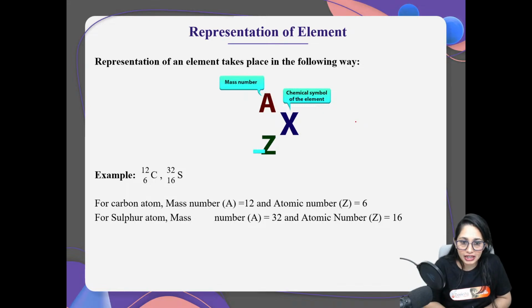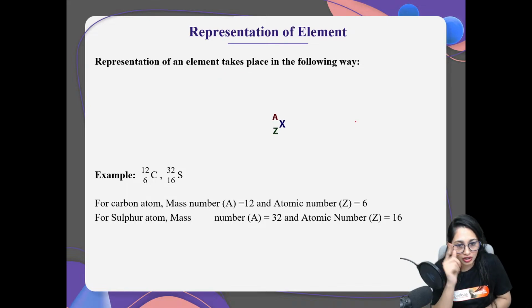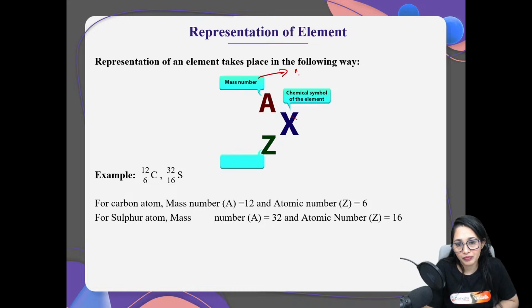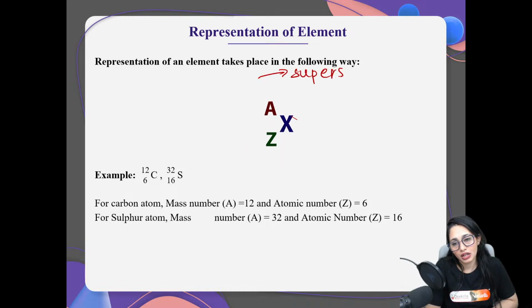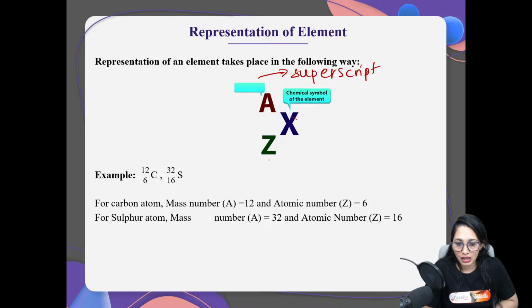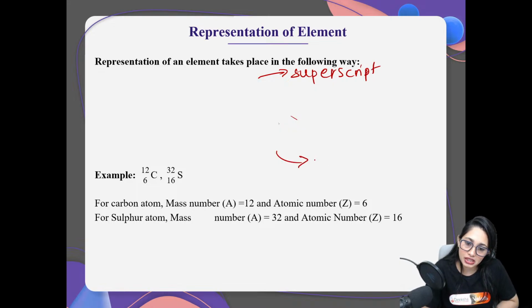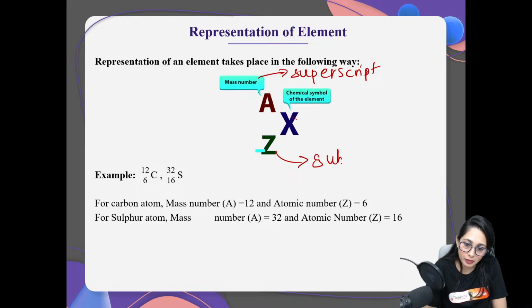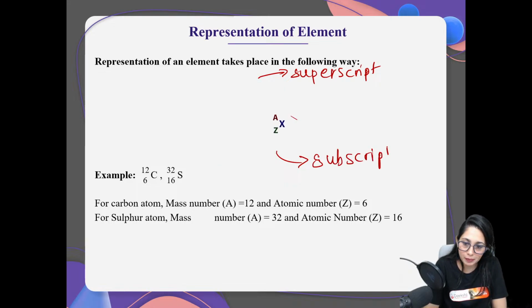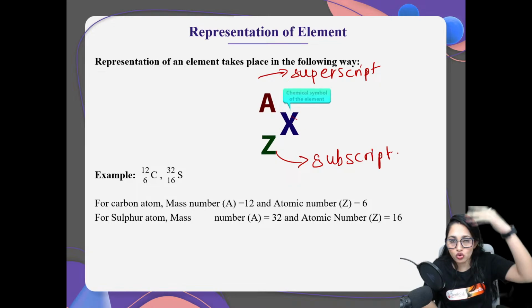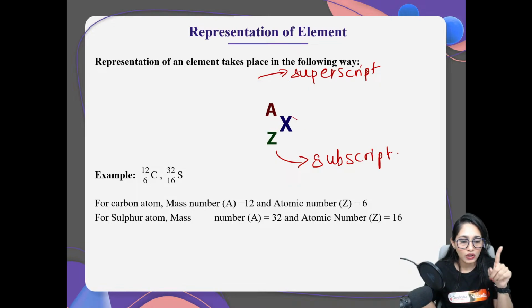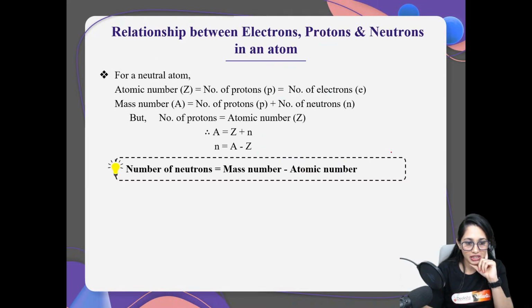This is how we represent an element. On top, as a superscript, we represent the mass number. And at the bottom, at the foot, we represent the atomic number. This is called a subscript. Sub means at the foot, super means at the top, on our head. So the carbon atom is represented like this, and the sulfur atom too.